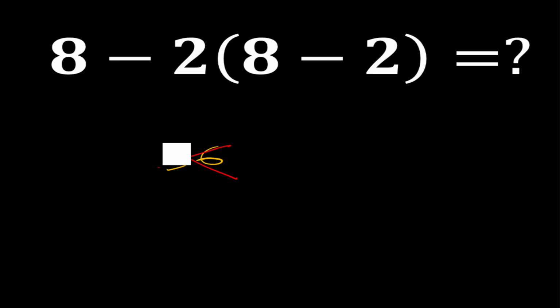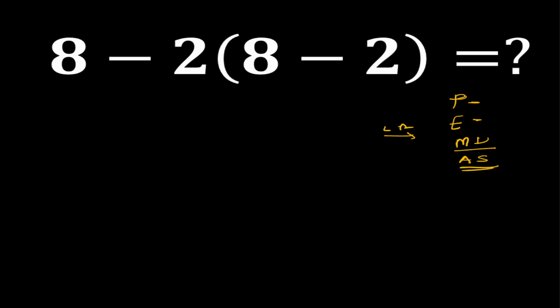Okay. So PEMDAS, according to PEMDAS rule, first priority is parentheses, second priority is exponents, third priority is multiplication and division, and multiplication and division both have equal priority, so we have to solve it from left to right. Okay. And last priority is addition and subtraction, and also addition and subtraction both have equal priority, so we have to solve it from left to right. Okay. Now let's solve this problem correctly.